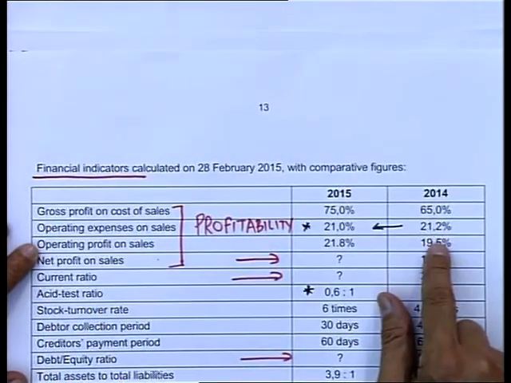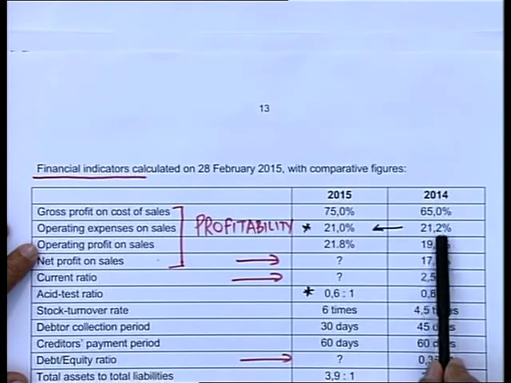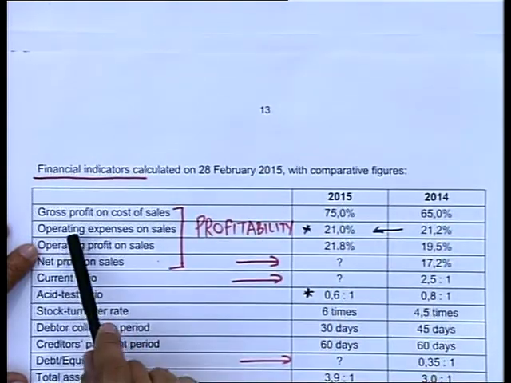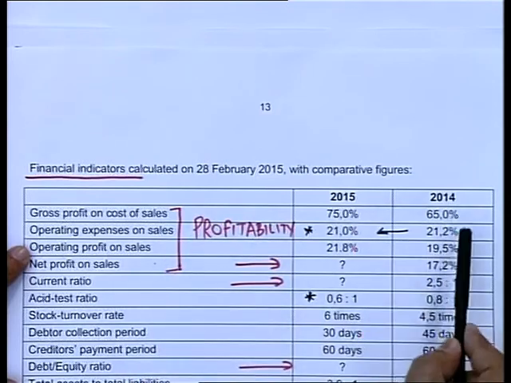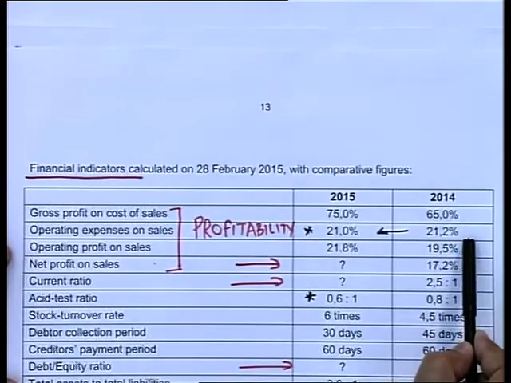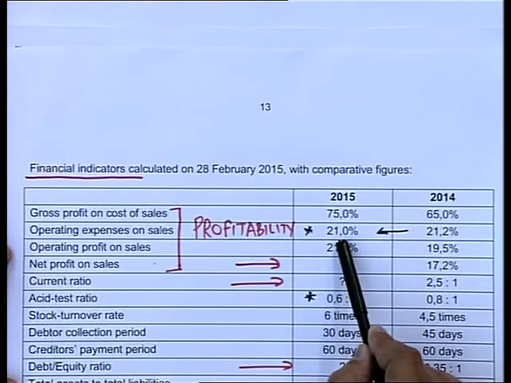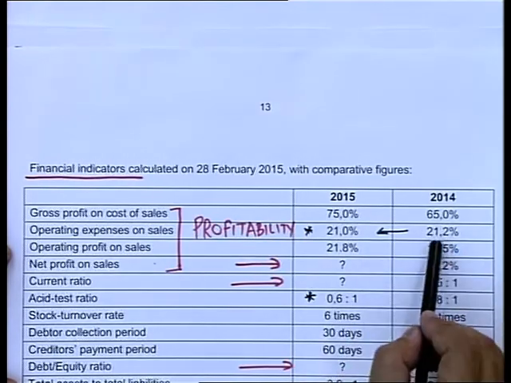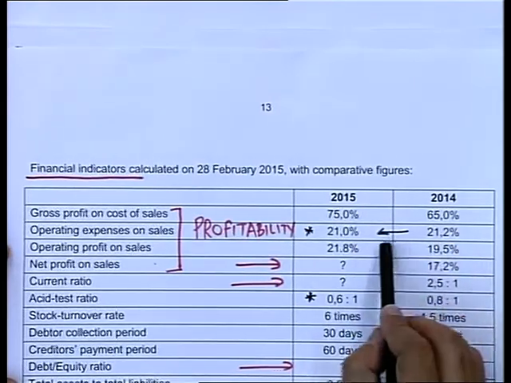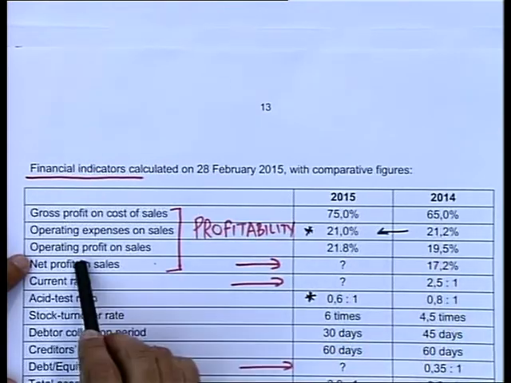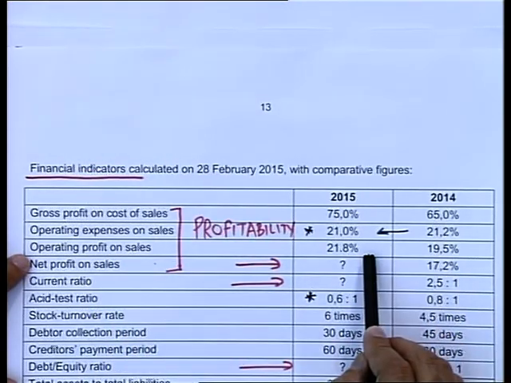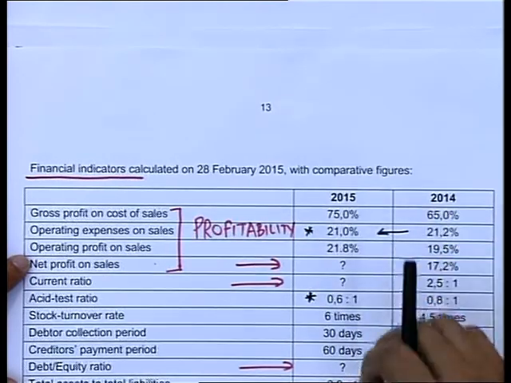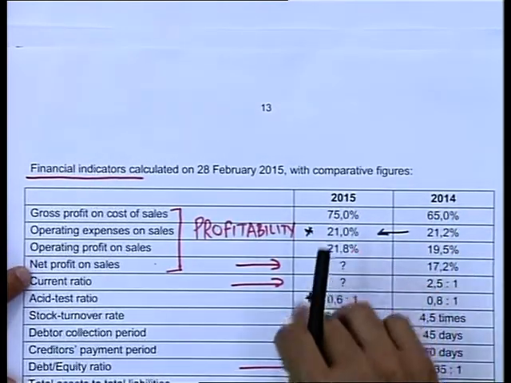So what we have to look at is how the business is controlling the operating expenses. So what's happening? Last year, the ratio was 21.2. In other words, the expenses were 21.2% of the sales, because it says operating expenses on sales. Okay? Last year, the operating expenses were 21.2%. This year, it's exactly 21.0%. Okay? So there's a slight decrease. Okay? But what else happened? Okay, so we need to look at the information. The operating profit on sales, that increased. Of course, the operating profit will increase if the expenses are decreasing. If the expenses increase, your profit will decrease. If the expenses decrease, then your profit will increase.